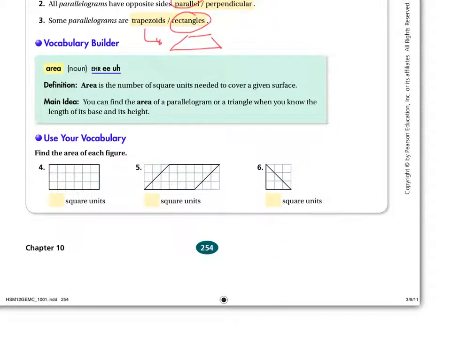So your vocabulary, seems like I missed something on there. No, it's just a really short page.